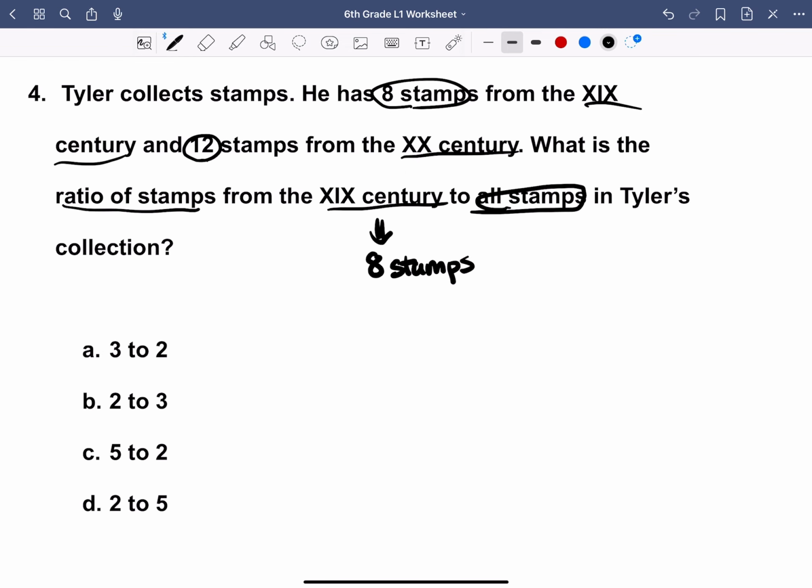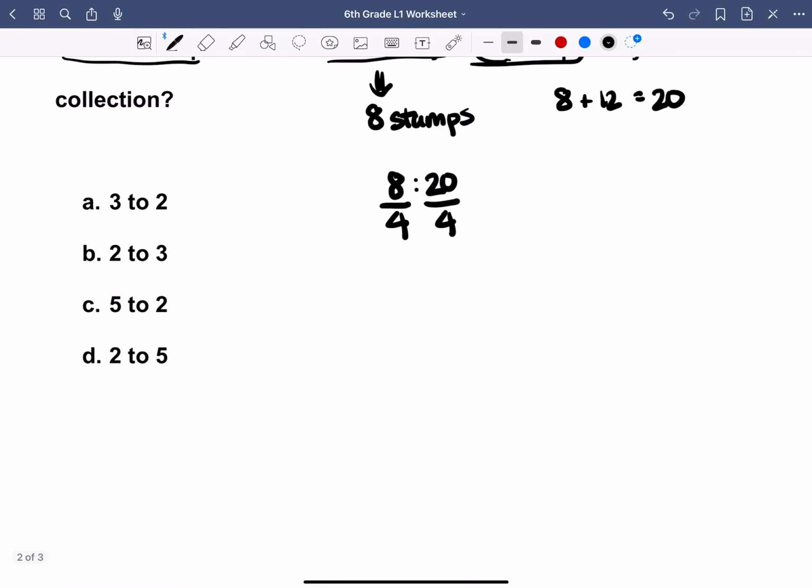And if we want the total, which is 8 stamps plus 12 stamps, that's 20 stamps. That is our total. So we put our ratio as 8 stamps to 20 stamps. Now, yet again, we're going to reduce this to its simplest form by dividing by 4, and we get 2 to 5. And that is D.